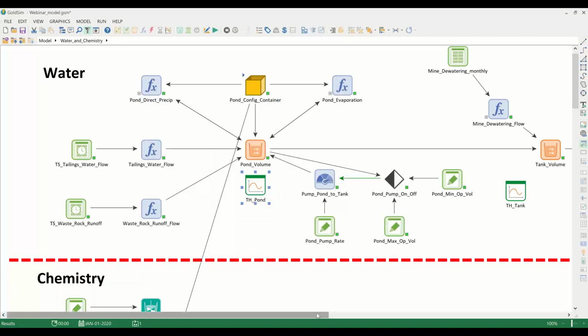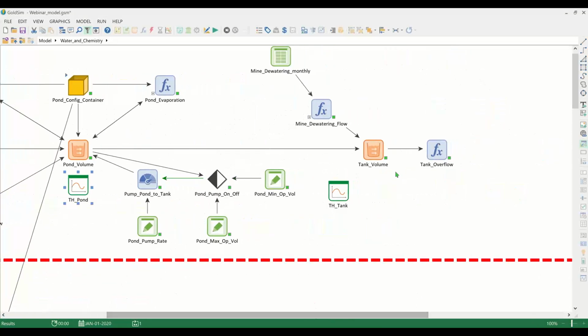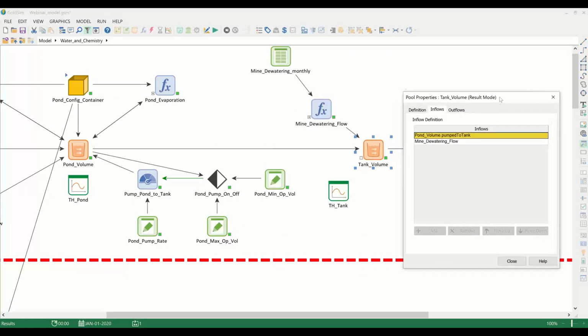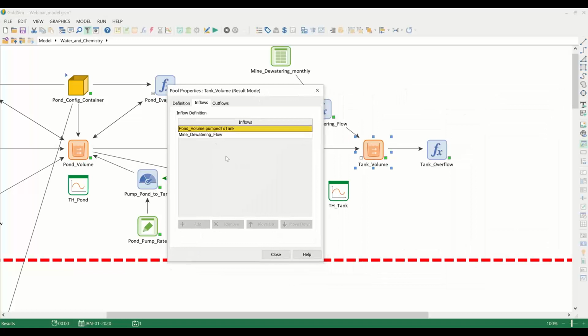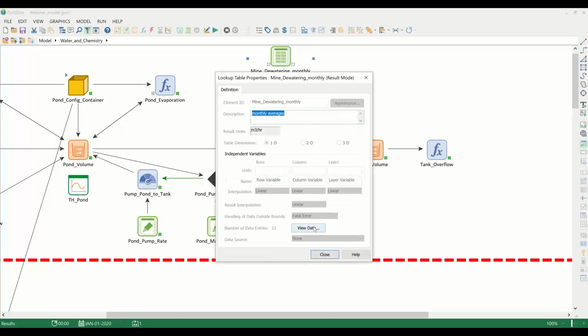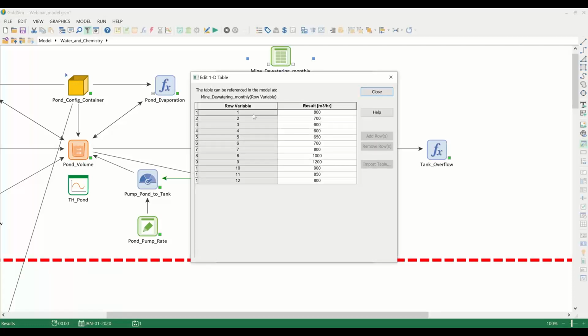Well, this water gets pumped over to the tank. And so the tank has two inflows. One, well, I'll put it over here. One is the volume coming from our pond volume. That's the pool element over here. So it's the pond volume dot pump to tank. And then there's the water coming from the mine dewatering flow. And the mine dewatering flow is just based on the monthly lookup table, months of the year and flow rate.